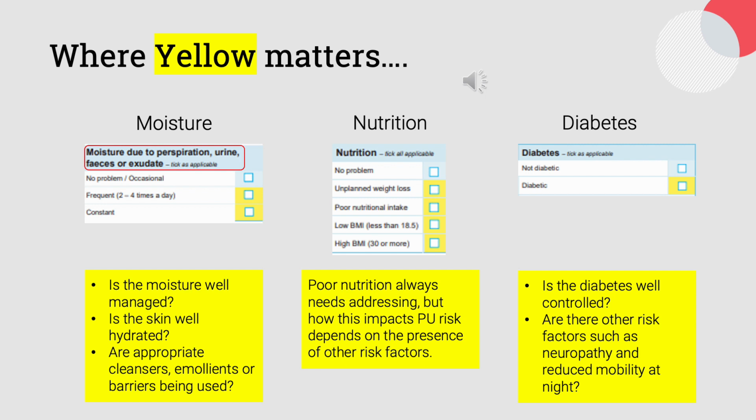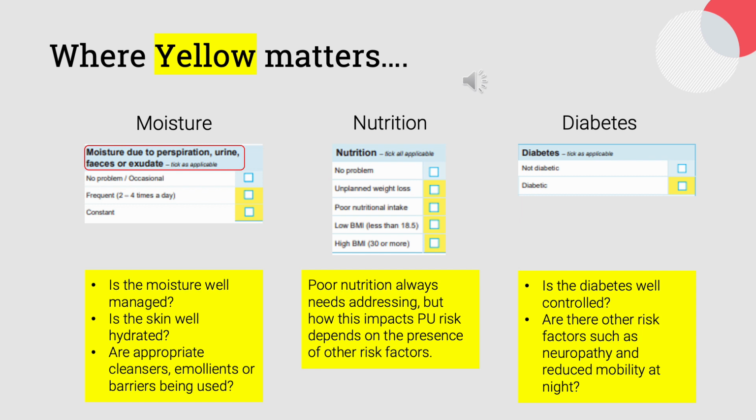So we know from looking at Purpose T that when we tick a yellow box, it means that we have to use our own clinical judgment. But the yellow boxes are really important, and it's up to you to determine whether this is going to impact on somebody's pressure risk. So moisture, nutrition and diabetes, for example, all these are yellow boxes, but there's some questions here, just prompts to try and consider when you're risk assessing your patients. So with the moisture section, for example, is the moisture well managed? Is the skin well hydrated? Is an appropriate plan in place? So are appropriate cleansers and emollients being used, or in some cases barriers may be necessary?